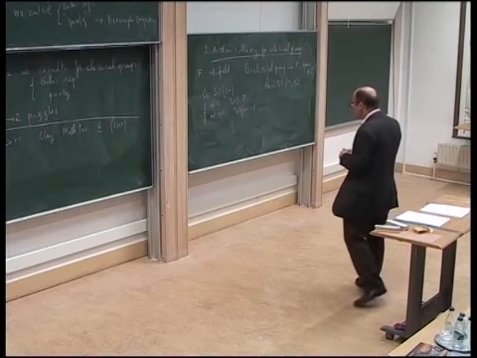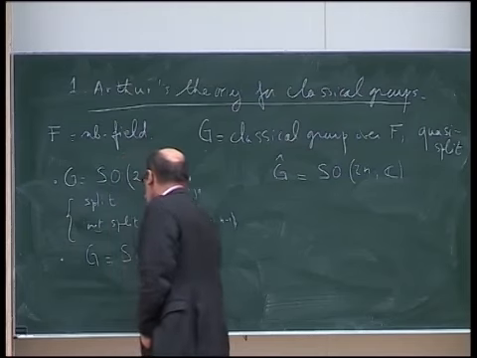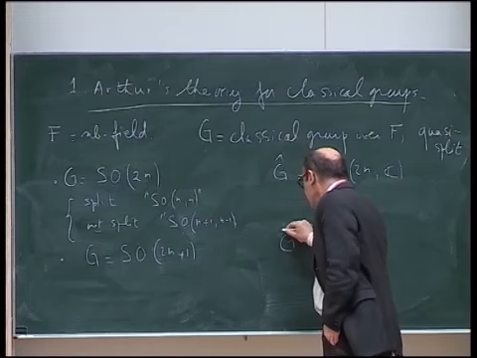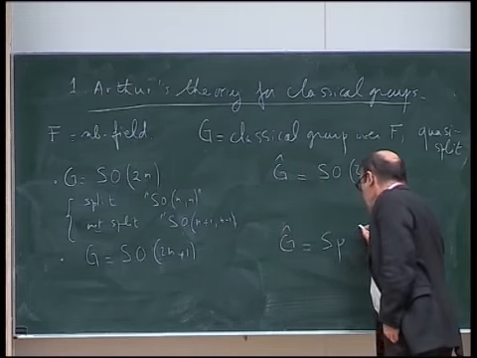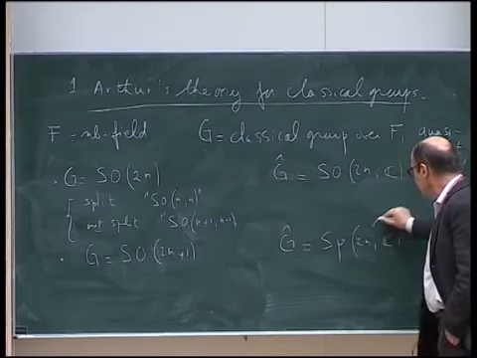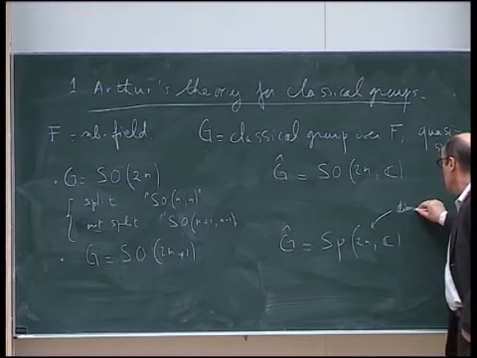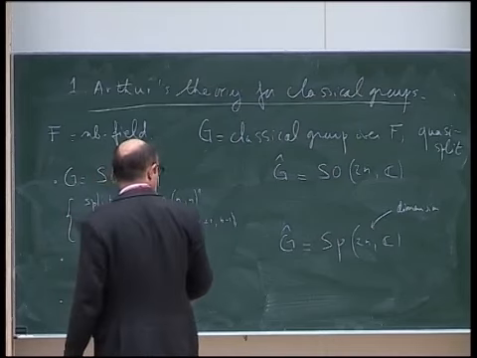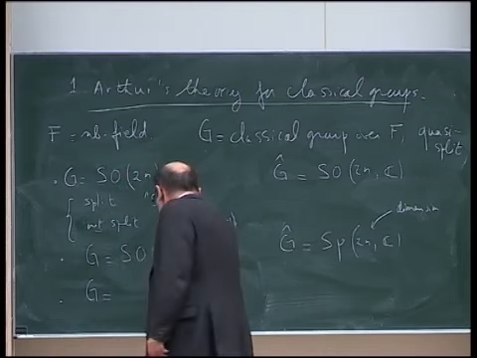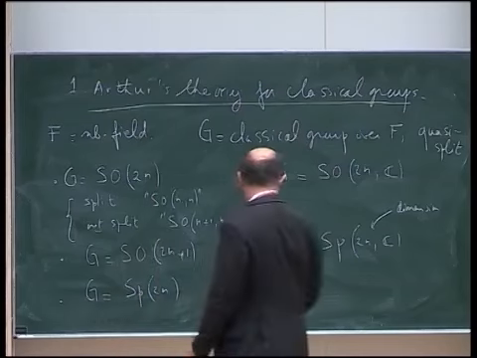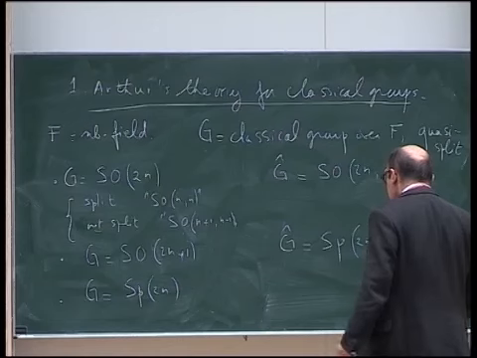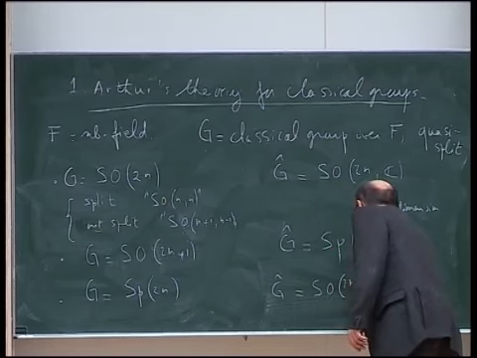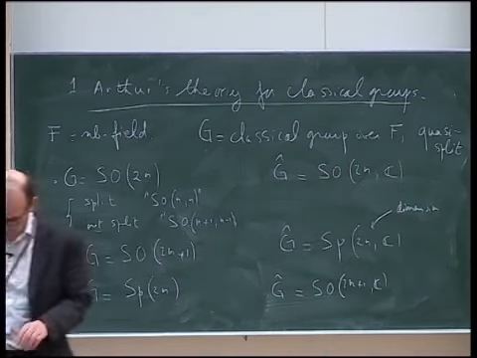The next groups are in my order SO(2n+1). In this case, the dual group is a symplectic group. I write Sp(2n), despite French usage. This is the dimension of the space. And of course, conversely, we also have the possibility that G is Sp. This is, of course, a split group, naturally, and G hat then is SO(2n+1). You see, Langlands' duality is symmetric. Okay.